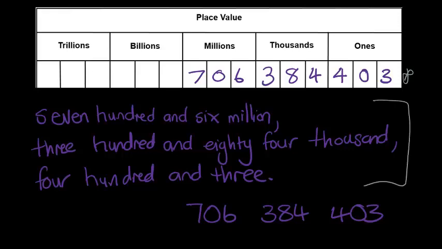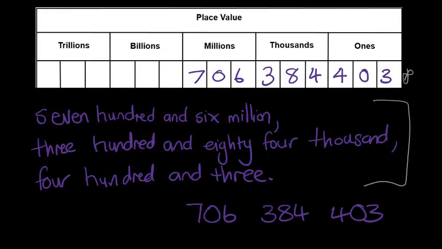So what we have on the screen right now is a table for place values, and the first thing that we see is that we've got columns, right? And each column has got a heading. So reading from left to right, we've got trillions, billions, millions, thousands and ones. The number in the table reads 706,384,403. That's the number that we have.